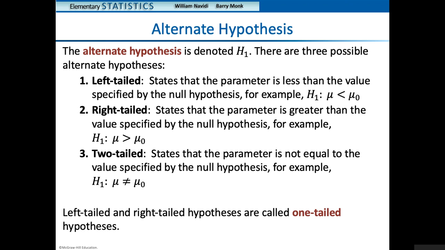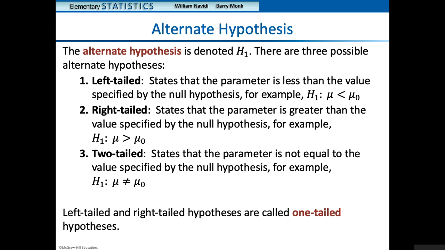The alternate hypothesis, on the other hand, is a statement of inequality. It's a statement that the population mean, if that's the parameter in question, is different from some specified value. Okay? There are three possible ways that the alternate hypothesis can be set up. We call these three options either a left-tailed, a right-tailed, or a two-tailed test. A left-tailed test states that the parameter is less than the value specified by the null hypothesis.